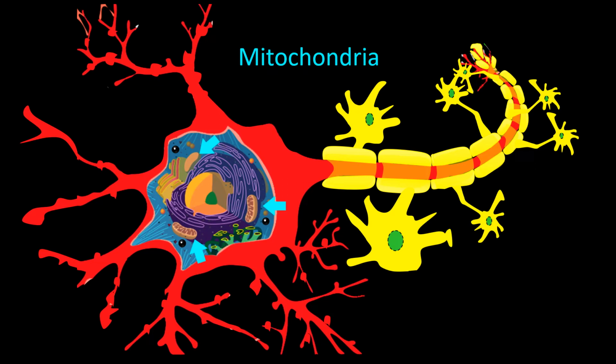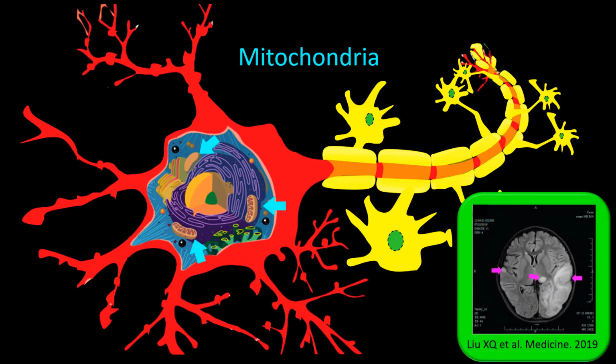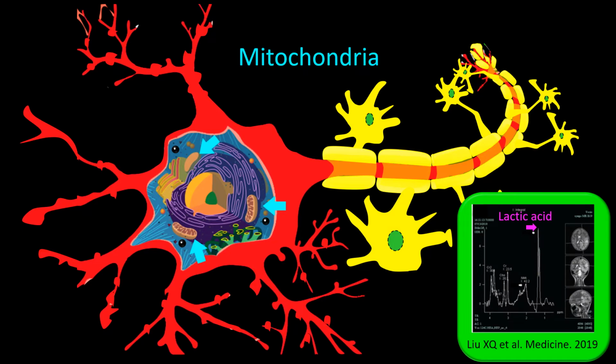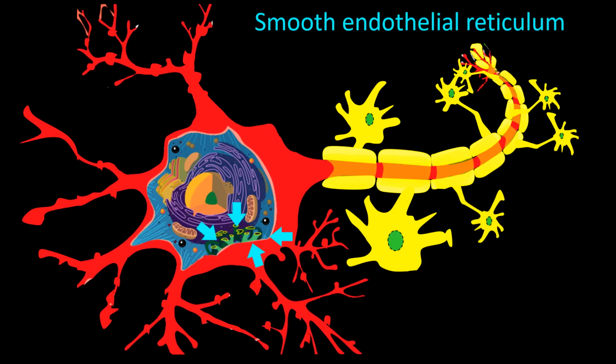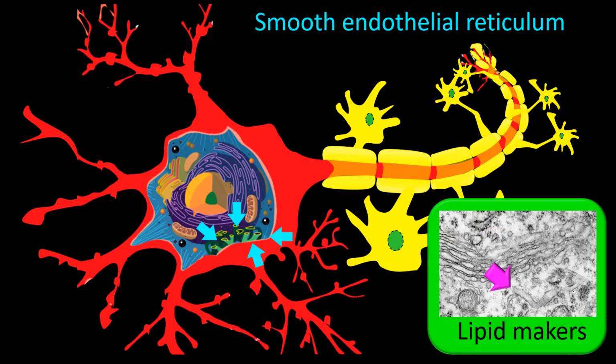We would also see mitochondria. Mitochondria produce energy for cell metabolism. Their dysfunction often leads to multifocal strokes, as indicated by the aqua arrow in the MRI, and high lactic acid, the hallmark of mitochondrial dysfunction. We would see smooth endoplasmic reticulum, an organelle with smooth walls and multiple functions, including the assembly of lipids.